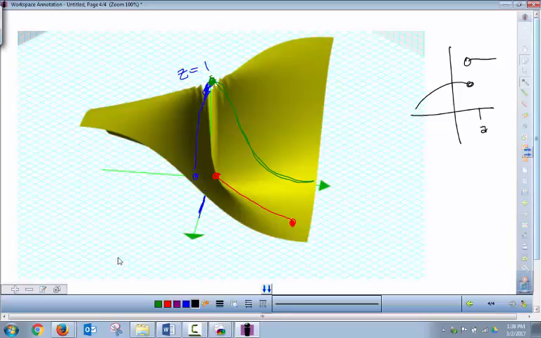Yeah? How do you know what path to choose? That's where you practice and practice and practice.